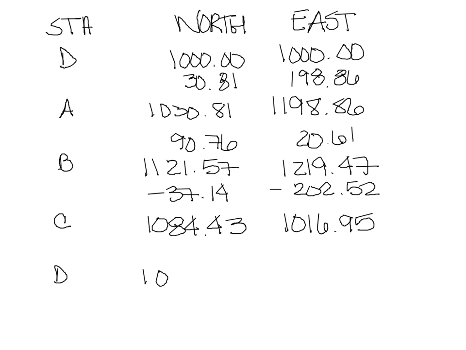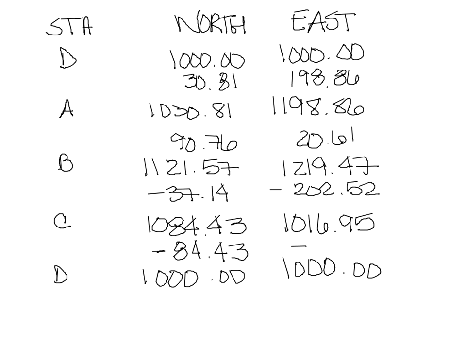Even though we know that D is 1,000, because that's what we assigned it to be and assumed it to be, you better make sure that you add to that to make sure that you didn't have an error. And if you look at our balanced departures and latitudes, we have minus 84.43 and minus 16.95. So we check back in, and now we have the coordinate values.